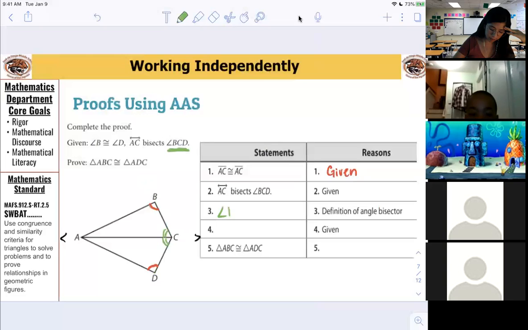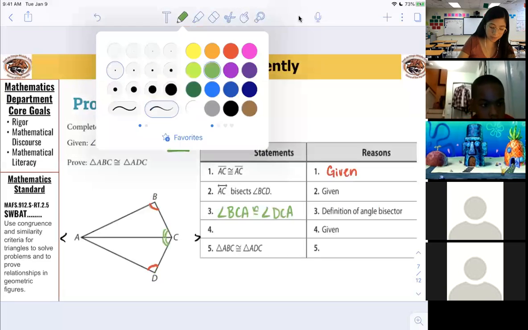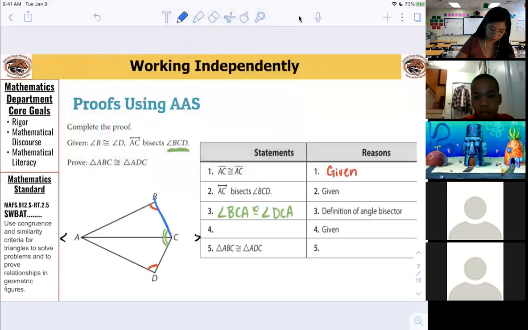What was it? Angle BCA is congruent to angle DCA. Nobody said ABC and AD. Nobody said that. So now we know, and now you're not going to make that mistake again and make Miss Lopez really sad.